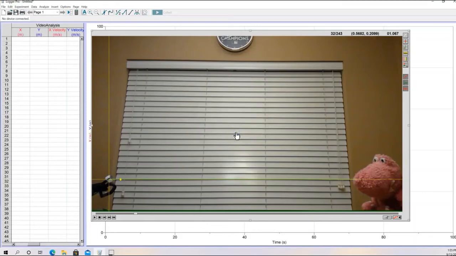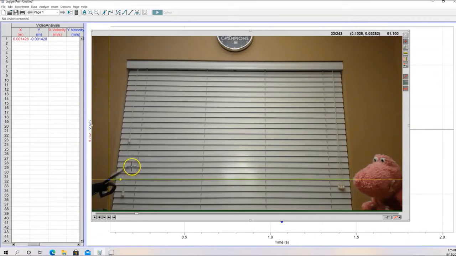All right, so now we are ready to start marking some points. We go up here and we select this thing that has some crosshairs over a little point. And then we can come down here and move the crosshairs over to the projectile. And notice it moves a point.